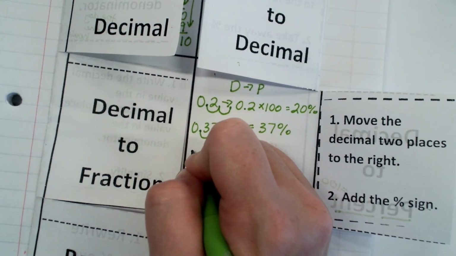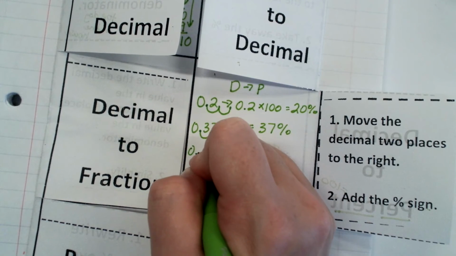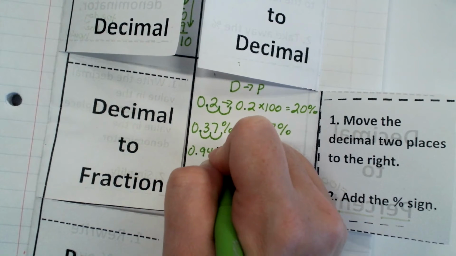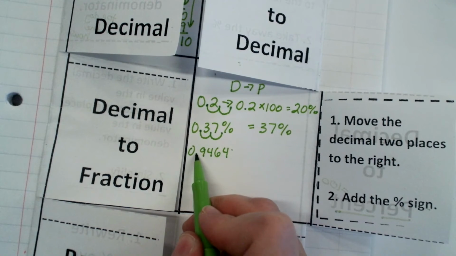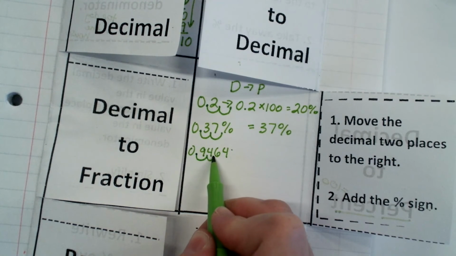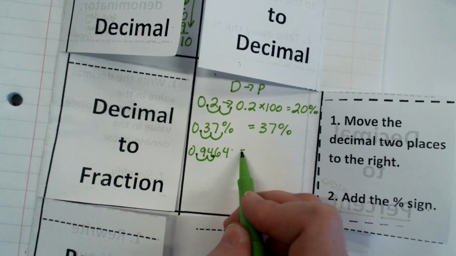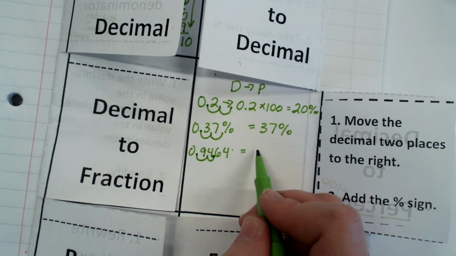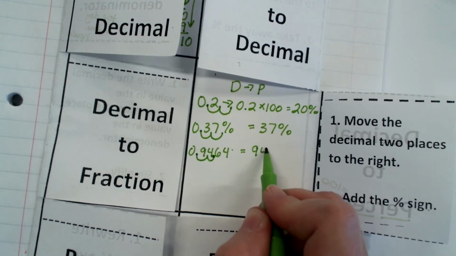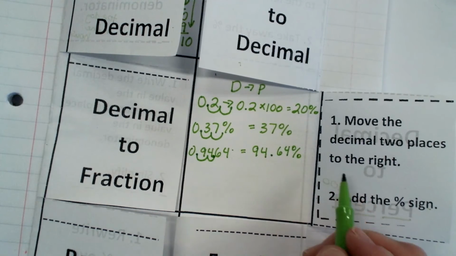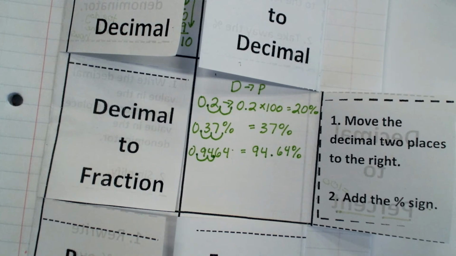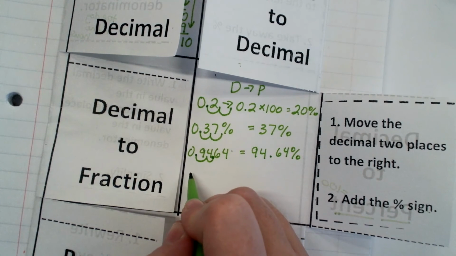Now let's say I have a longer decimal. Let's say I have 0.9464. I'm still going to get my decimal and move it 2 to the right, 1, 2. But then I'm going to have a decimal inside my percent. So it's going to be 94.64%. You're going to practice one like this in a minute. So you're going to keep some of that decimal inside the percent. You only move it 2 places to the right.